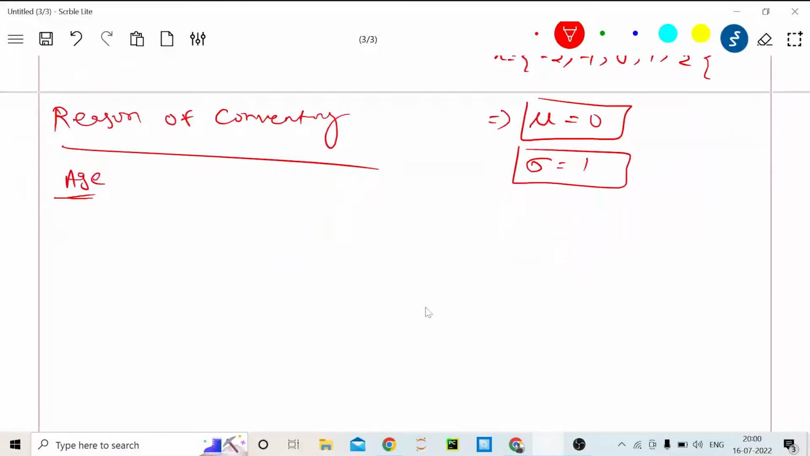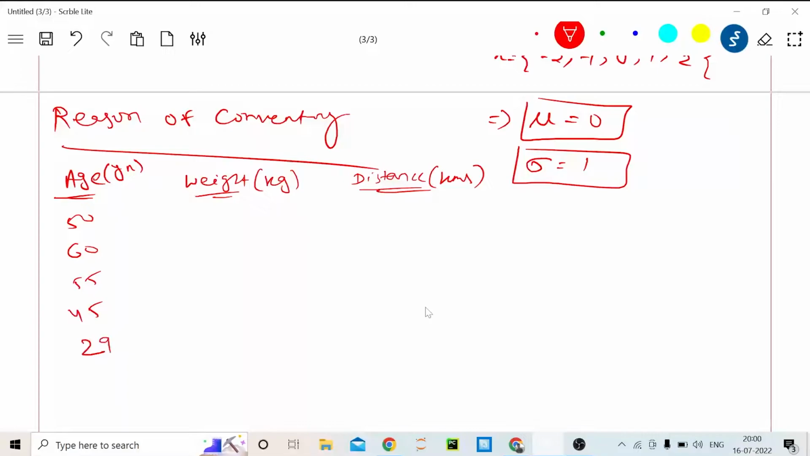There is a column like age, a column like weight, and a column like distance. Age is measured in years, weight in kg, and distance in, let's say, kilometers. Let's take 5 records. Age is 50, 60, 55, 45, let's say 29. Weight is 50 kg, 60 kg, 45 kg, let's say 39 kg, 51 kg. Distance is 120 km, 130 km, 140 km, 100 km, or say 50 km.